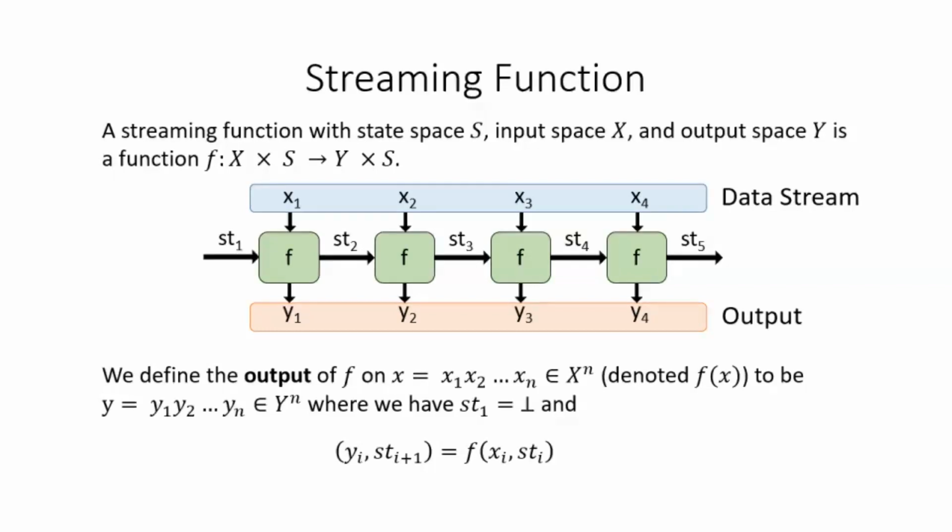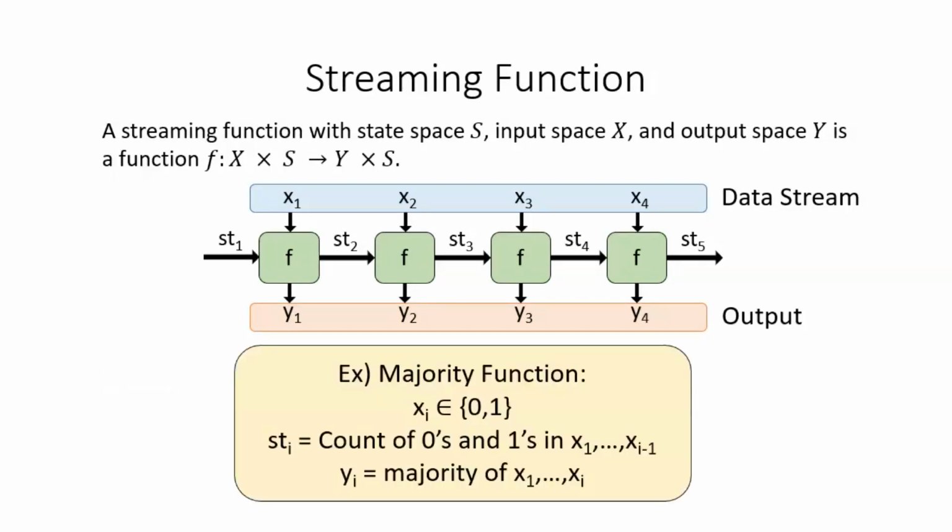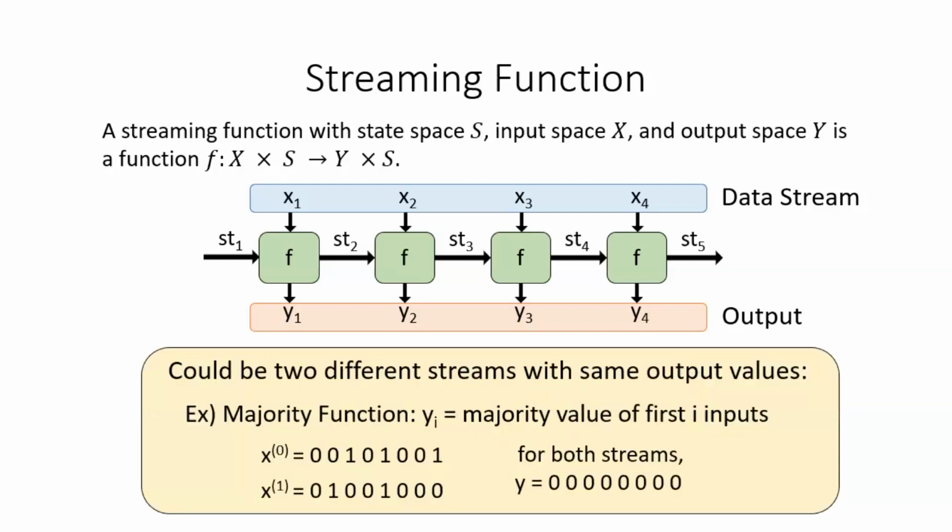Just to give a brief example, suppose F is the majority function, and you're trying to compute the majority of all the bits seen so far. If you think of the X's as a data stream of bits, then it's easy to compute the majority of what you've seen so far if the state you keep track of is just a count of the zeros. Also, it's possible to have two different data streams that have the same output values. For the majority example, here are two data streams, X0 and X1, where if 0 is a tiebreaker, then the majority of the bits seen so far is 0 for both streams, even though the streams have different intermediate states and also different depths.